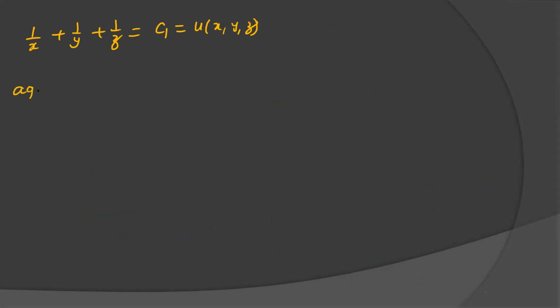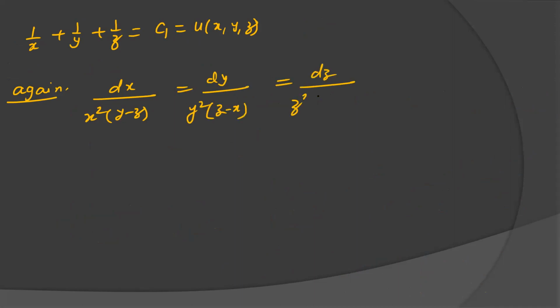Now again, see all the expressions. This is dx over x square times y minus z, dy over y square times z minus x, and dz over z square times x minus y. Now again we will try to make the denominator 0. What should we do now? See carefully. We have already used y minus z plus z minus x plus x minus y equal to 0. If we multiply by only x, then it will become xy minus xz. Only y, then yz minus yx, and zx minus zy. So all terms are going to be cancelled out.